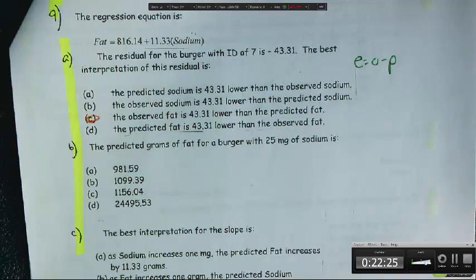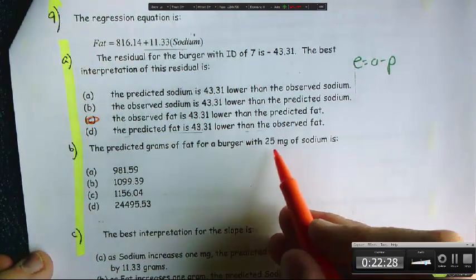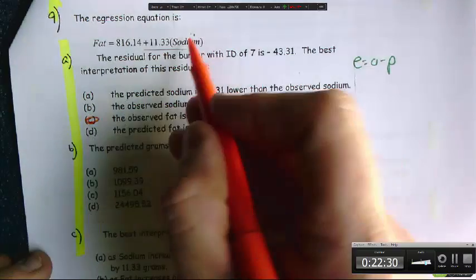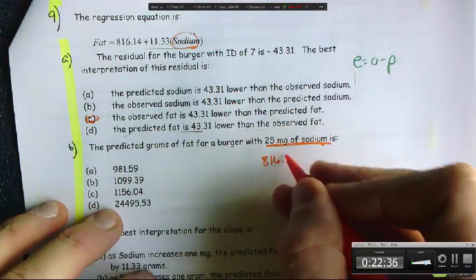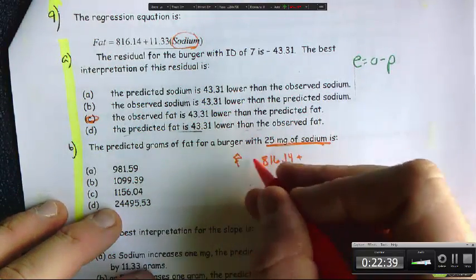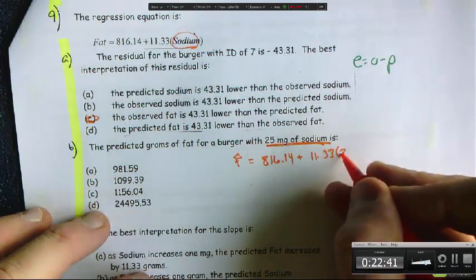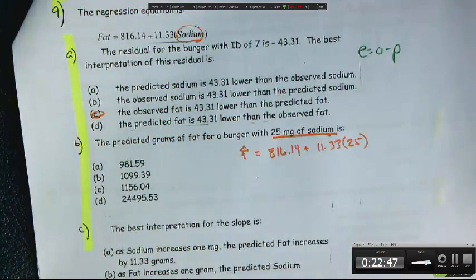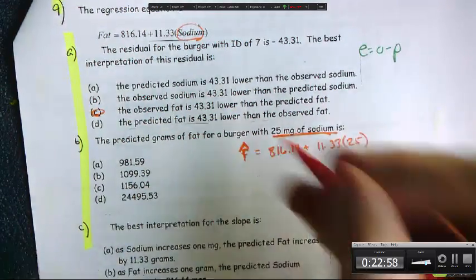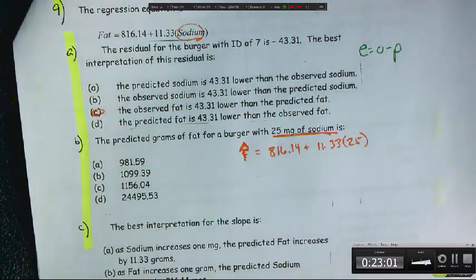The predicted grams of fat for a burger with 25 milligrams of sodium, it's telling you 25 milligrams of sodium. You're just going to plug it into the equation. 816.14 plus 11.33 times 25. What is on this side of it? Predicted fat. That's half, right? Sarah, do you have it? What is it? B.